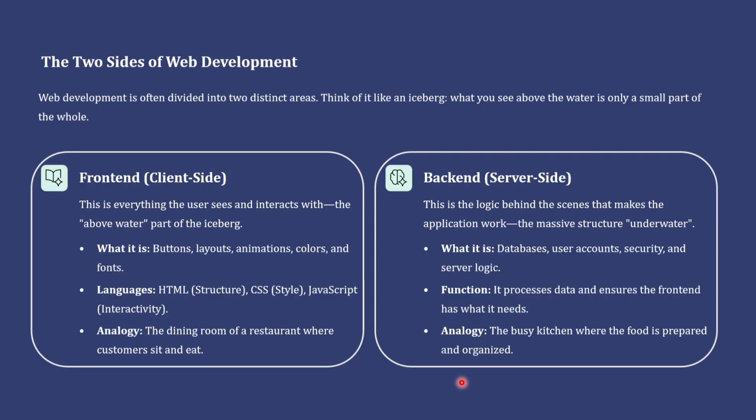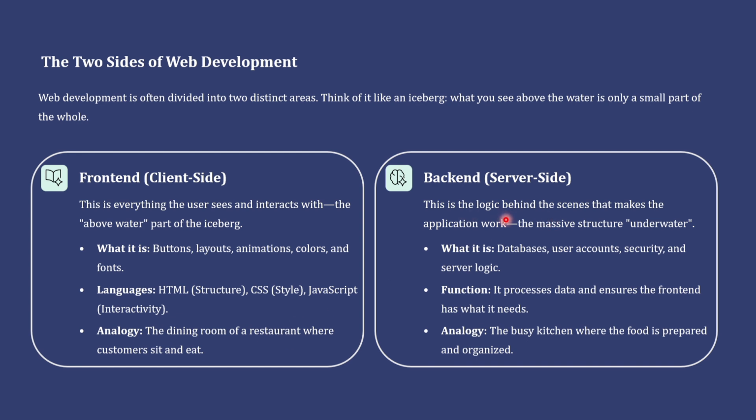Web development is commonly divided into two distinct areas. A great way to think about it is using the iceberg analogy. What you see above the water is only a small part of the whole. The front end is the client side visible part, that is the above water part of the iceberg. All the elements that the user sees and interacts with, like the buttons, layouts, animations, and fonts, come under front end. It's built primarily using HTML for structure, CSS for the style, and JavaScript for the interactivity. Think of this as the elegant dining room where all the customers sit and eat in a restaurant.